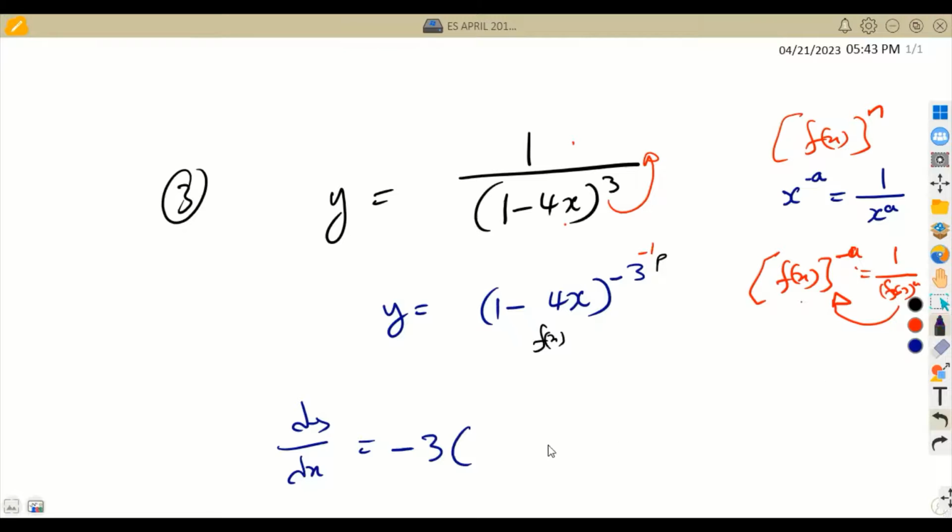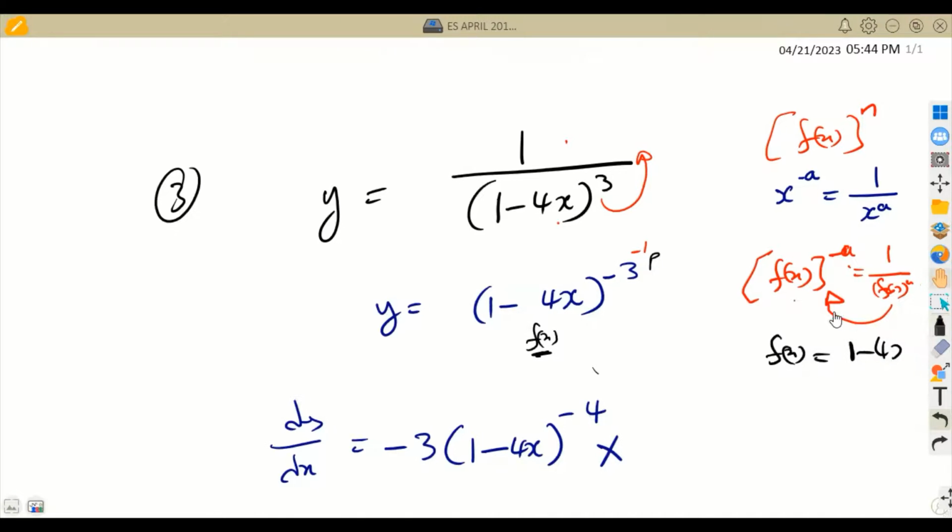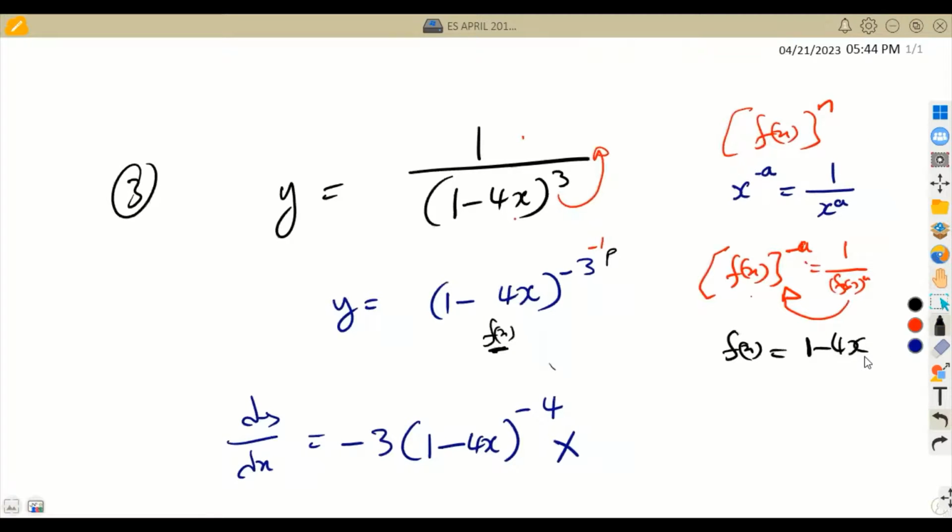So this is going to be -4. So it's 1 minus 4x to the exponent of -4. Then we multiply by the first derivative of our f of x. So if our f of x is equivalent to 1 minus 4x, what about the first derivative of this? That is f prime x.